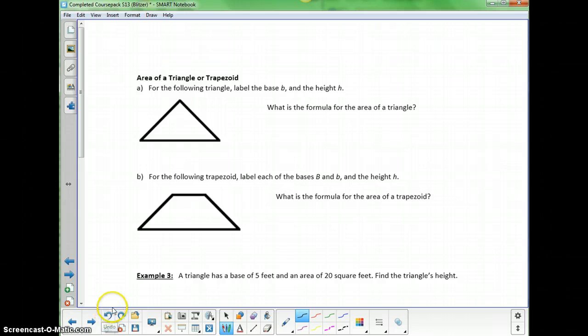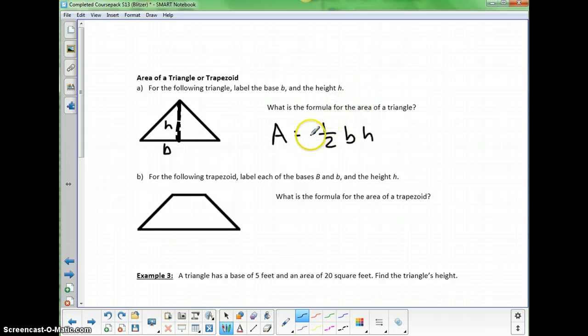Alright, for triangles, I would label this triangle with base and height. The base is the measurement at the bottom right here, so I'll call that B. And the height is a measurement that goes from the top of a triangle down to the base. So this is the height right here. So dash it in, it's not part of the actual triangle's length. So the formula for the area of a triangle is 1/2 base times height.